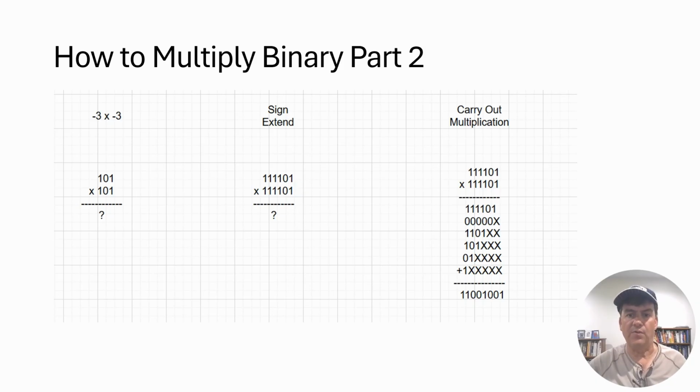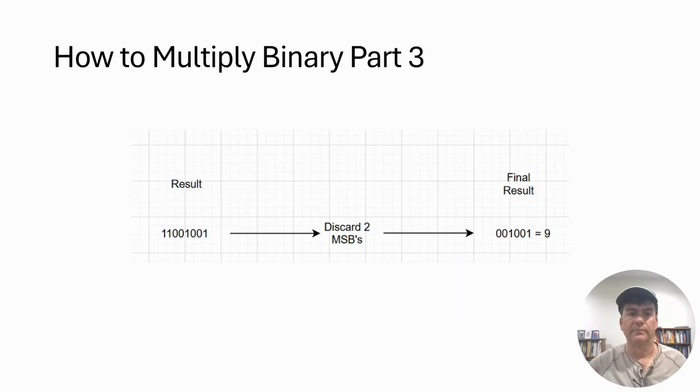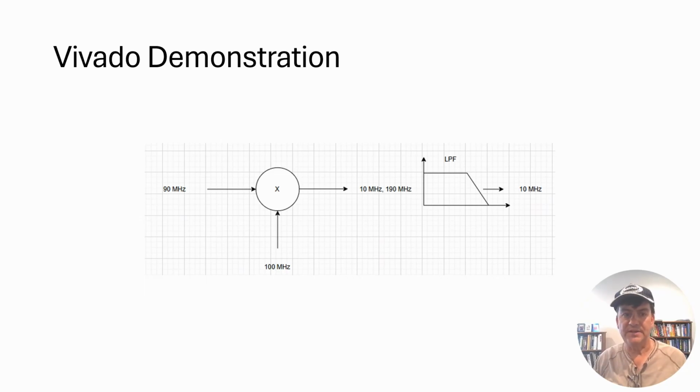To get the correct result, one method is to sign extend the minus 3 values. Remember that the most significant bit in 101 is the sign bit. By sign extending, we increase the number to 6 bits, 111101. This matches the expected length of the multiplication result, since multiplying two 3-bit numbers produces a 6-bit result. Next, we perform the binary multiplication and add the partial products to obtain the first result. The final step is to discard the two most significant bits, and as you can see, we are left with the desired result, 9 in binary. That concludes the slideshow presentation.